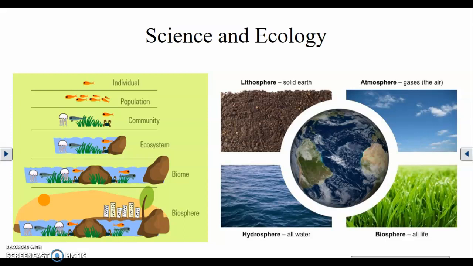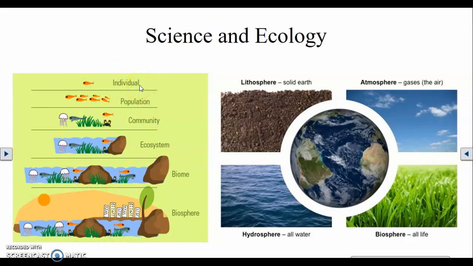In this case, ecology can actually be shown as a hierarchy. By the way, hierarchy means the arrangement of organizational complexity. So in this image to your left, you actually have the least complex, and then you have the most complex on the bottom.